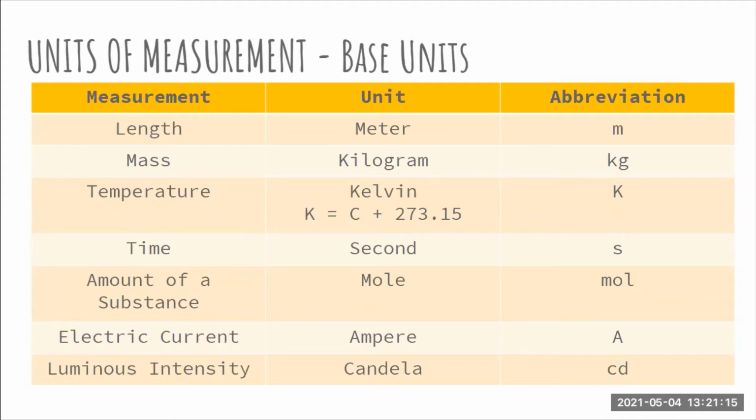The amount of a substance is a mole with the abbreviation small mol. Please note a lot of students like to use mass and amount of substance kind of interchangeably. They aren't, they're very separate units. The electric current is ampere with an abbreviation of large A, and luminous intensity is candela with an abbreviation of small c, small d. The reason it's candela is because before there was electricity, the intensity of something was measured by the brightness of a candle at a dark night a mile away, and that's a candela.